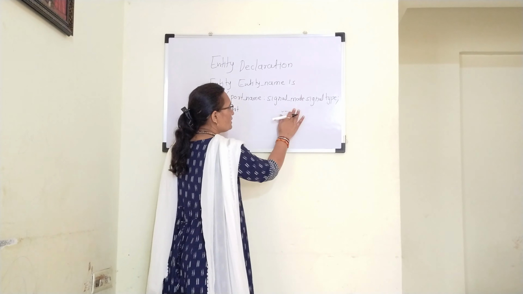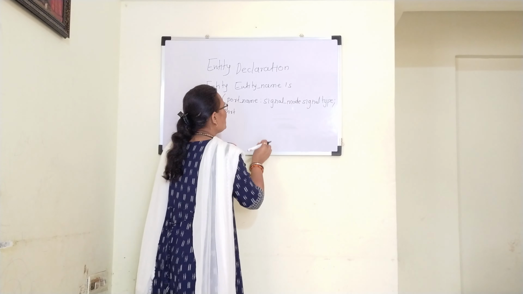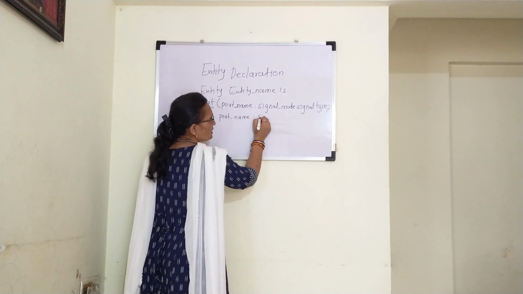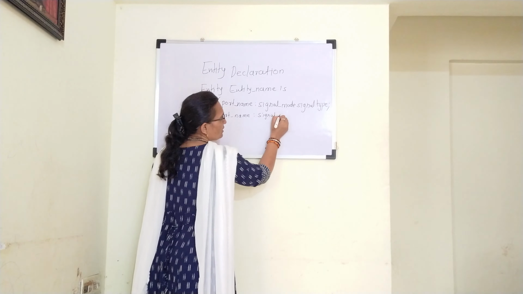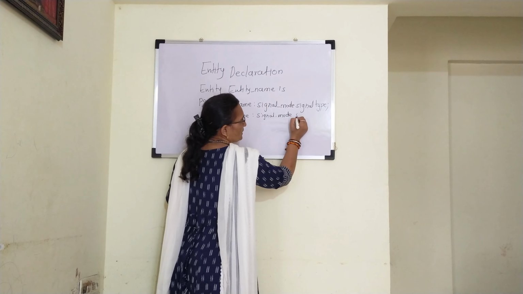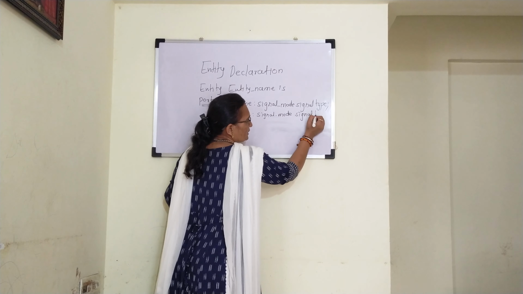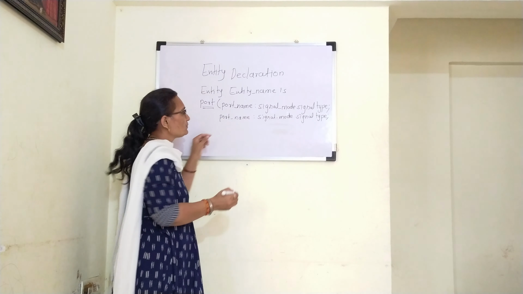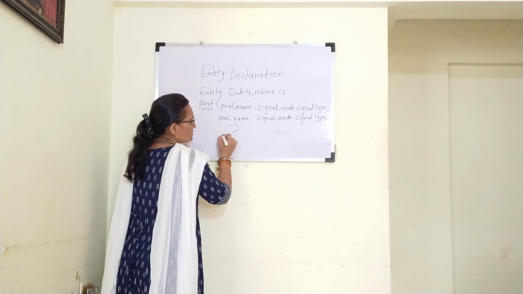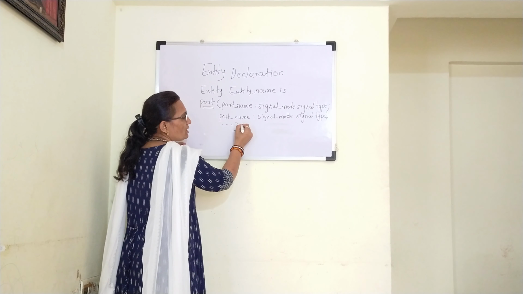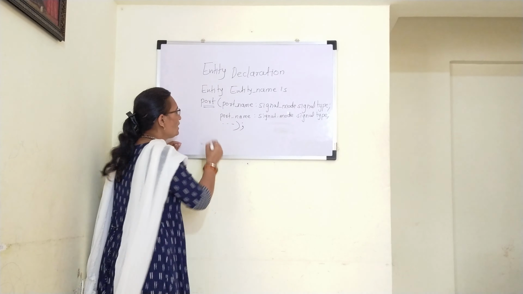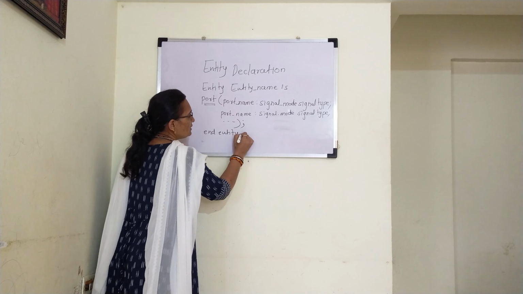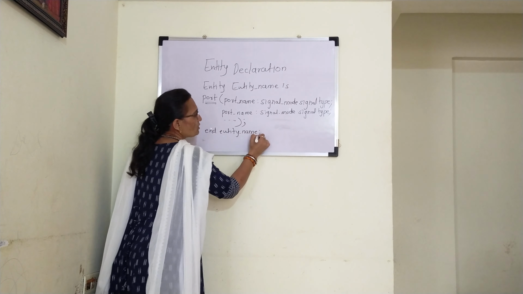Here we see a very simple point. You can show how many ports there are. You have to mention the signal name, mode and signal type. Give a semicolon after each port, and for the last port, do not give the semicolon; close the bracket. Then end your entity. What is the name of your entity? Entity name, then give the semicolon.